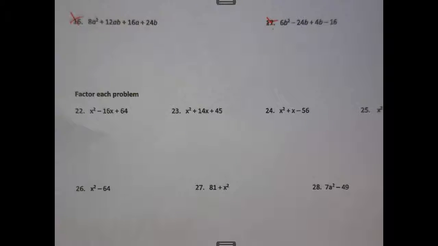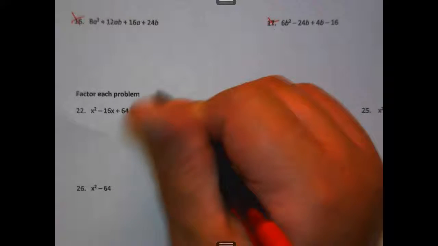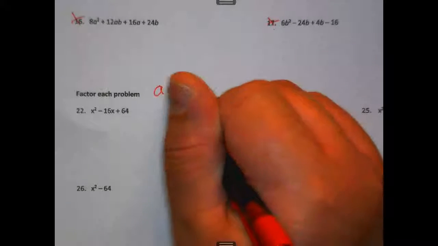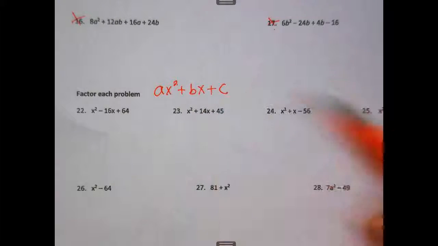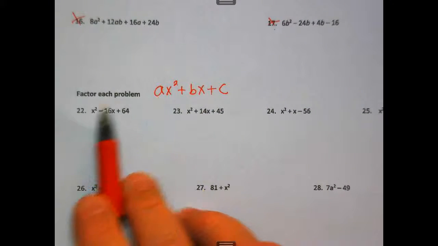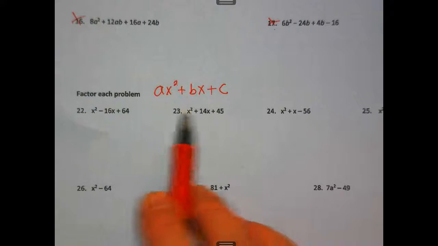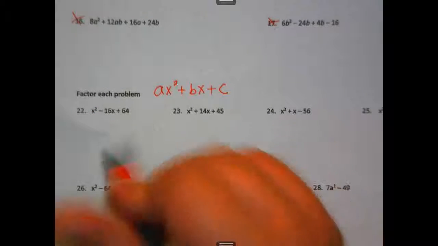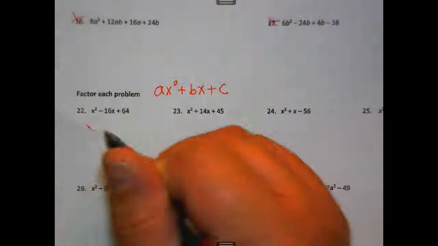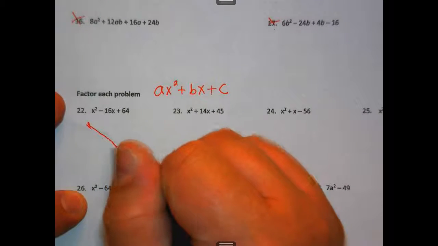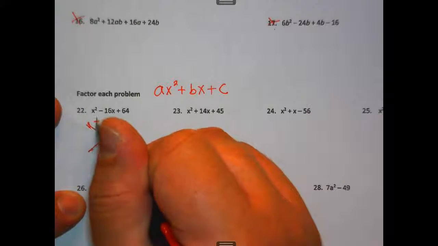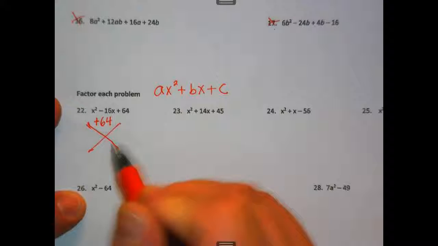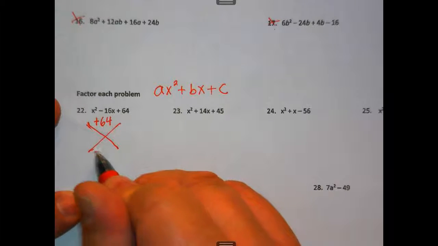Okay, 22. Remember, we're working in standard form, ax squared plus bx plus c. When my a is a 1, or the coefficient of x squared is a 1, go directly to the diamond or x. C goes in the top, positive 64. B goes in the bottom, negative 16.